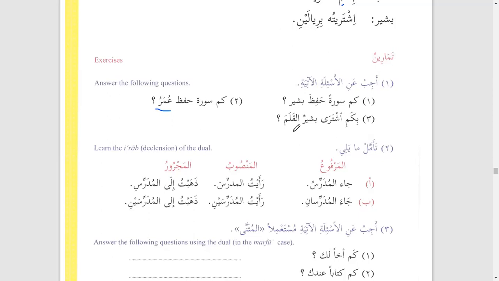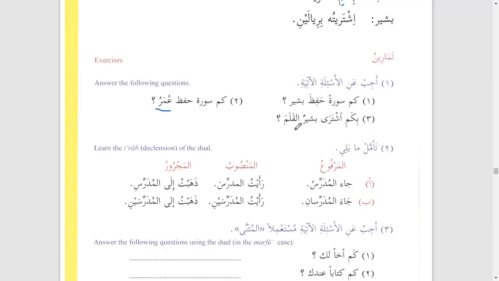Bi-kam ishtara Bashirun al-qalama? How much did Bashir buy the pen for? Yes, ishtara. اشتراه بريالين. La, ishtara bi riyalaini. He bought it for 2 riyals. Ishtara bi riyalaini, with 2 riyals. For the currency, we also use bi, which is harf jar and which is used a lot.